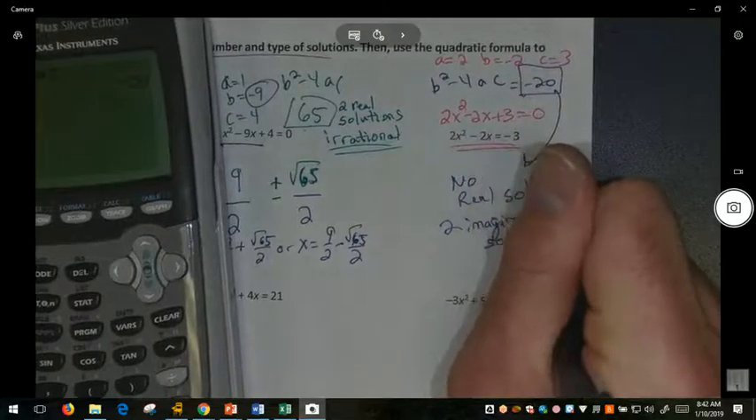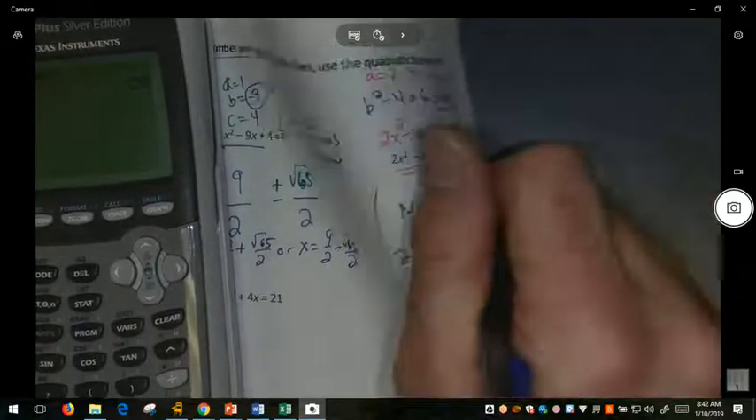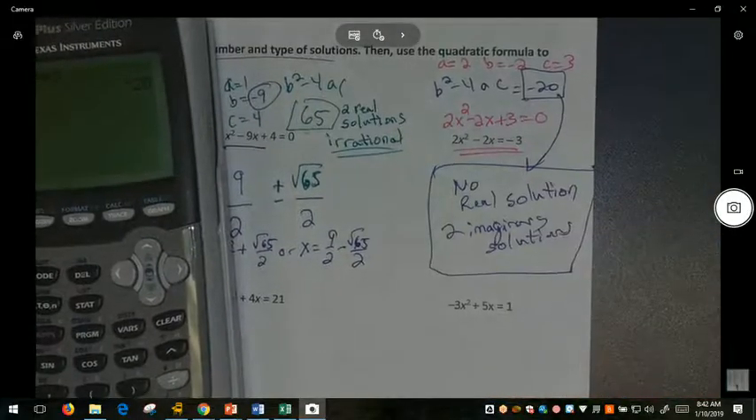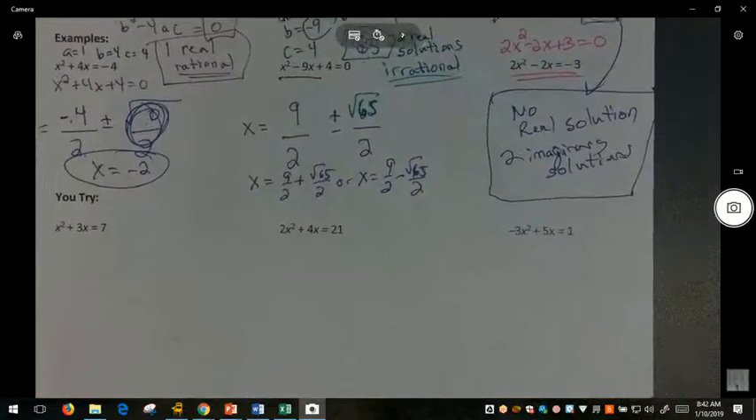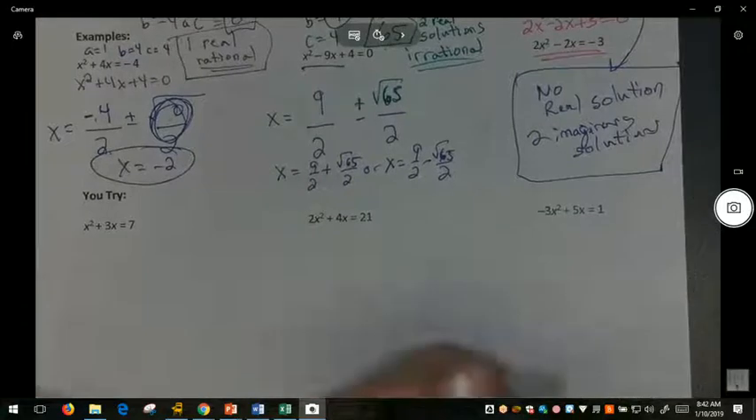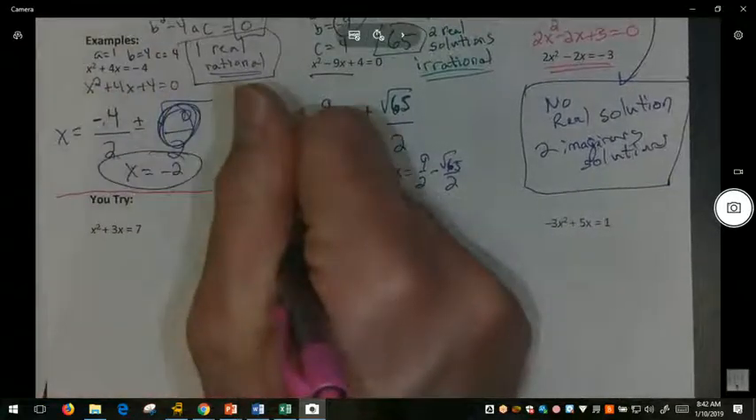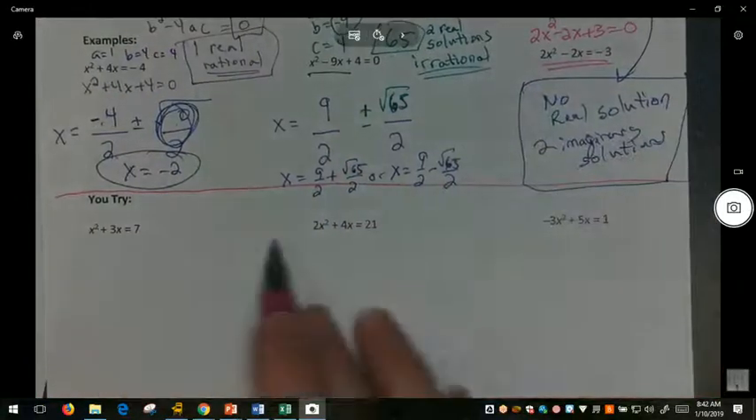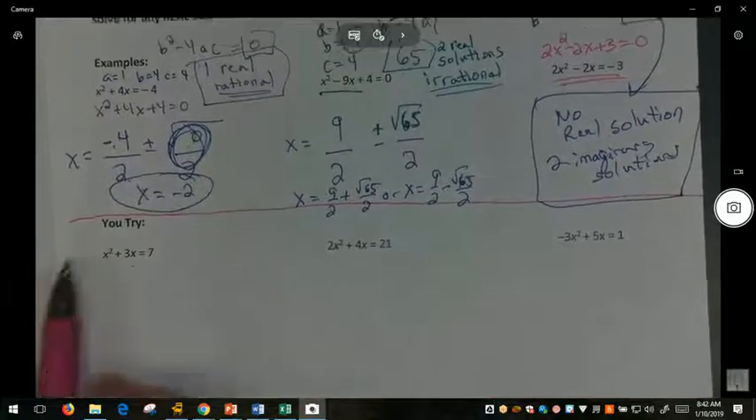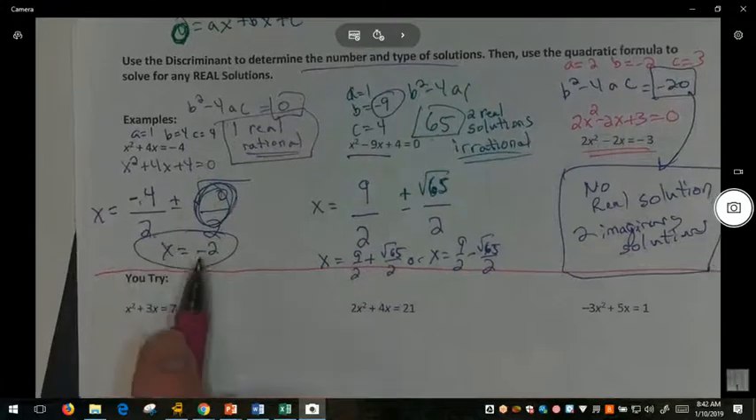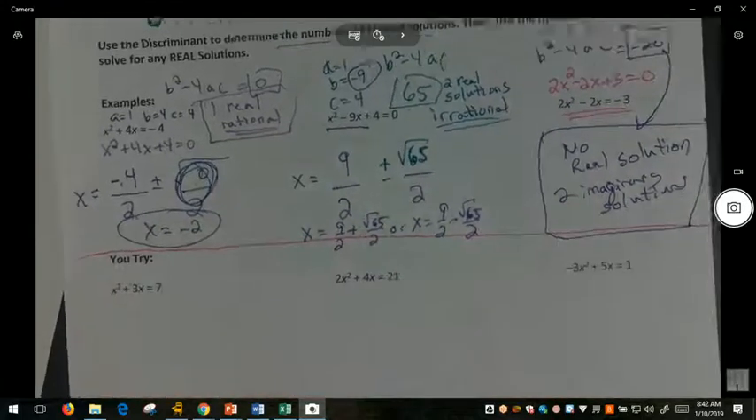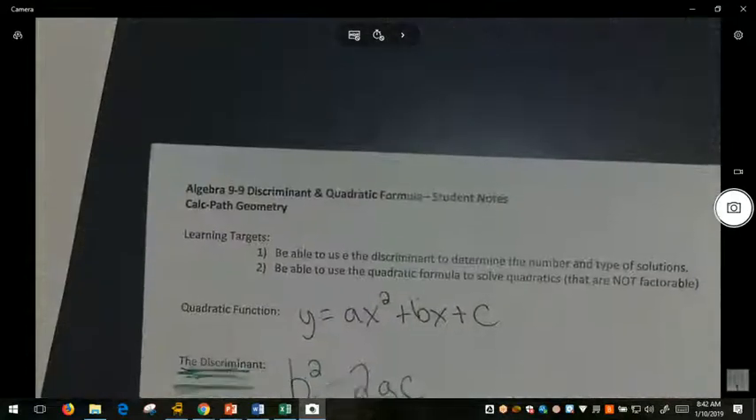And we will look at how to find those later this year, probably toward the end of the year. We're not going to really encounter many of those in our geometry problems. When we meet next in class, I'm going to ask you to try a few problems before we do some practice, just to make sure that we can all correctly find the discriminant and determine the type of solutions, and then plug that into the quadratic formula to solve. Those were our learning targets for this lesson.